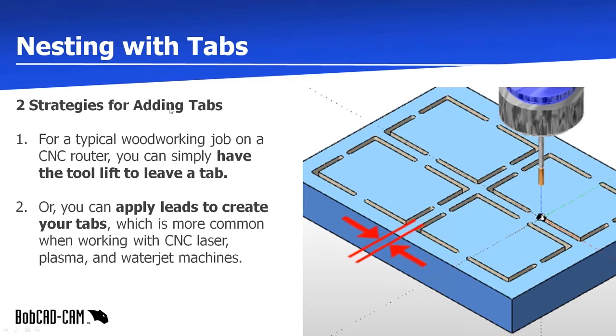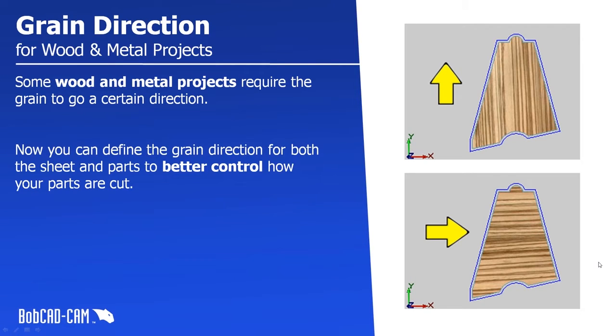Now you have two strategies for adding tabs. You have your option where you guys can use normal tabbing, and then for laser, plasma, and water jet, we actually allow the option to apply leads to create your tab. And then grain direction is a pretty big thing. We've been obviously looking to add this in for a while, where you guys can actually pick your direction for the grain so it lays all the parts with that direction in mind.